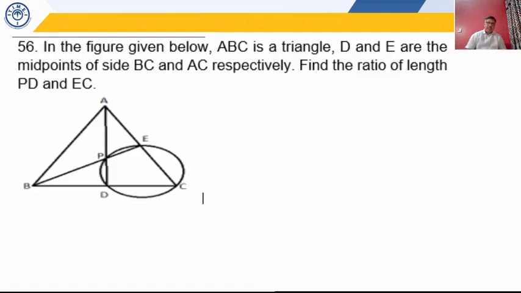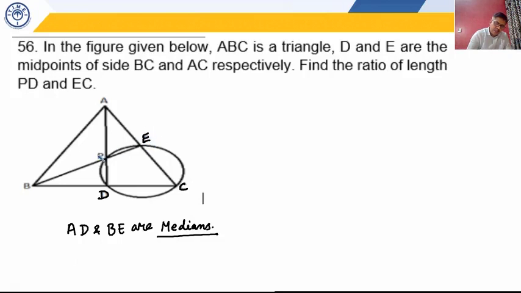Question number 56. ABC is a triangle. D and E are the midpoints of BC and AC. So basically AD and BE are medians. Alright. This is point D. This is point C. E, P, B and A. Find the ratio of length of PD and AC. So we are interested in the ratio of PD and AC.